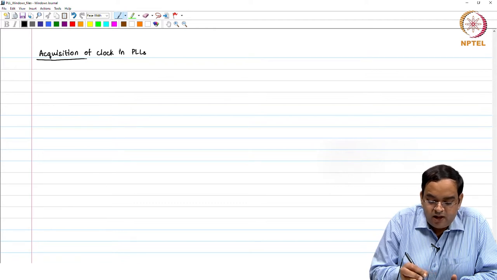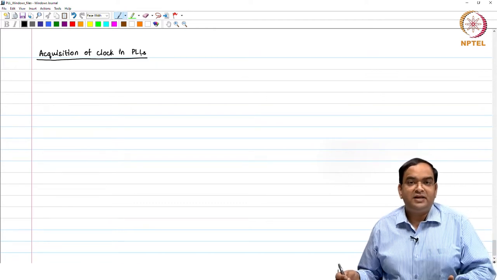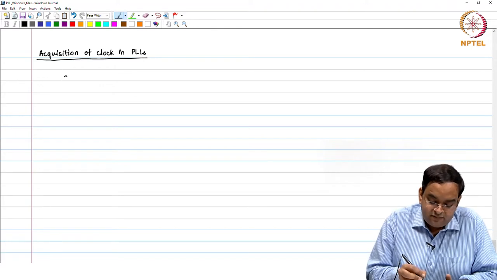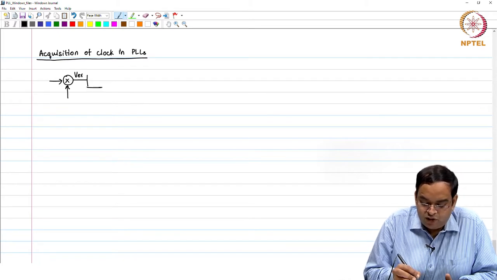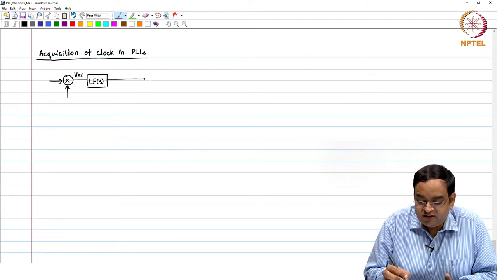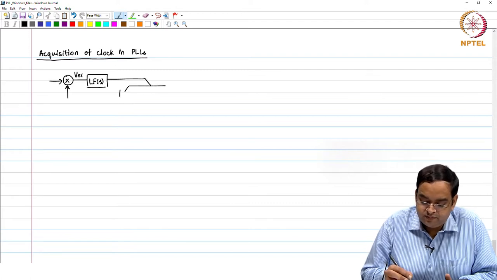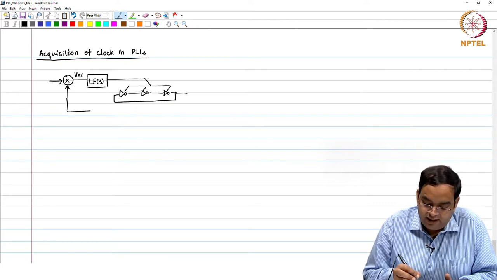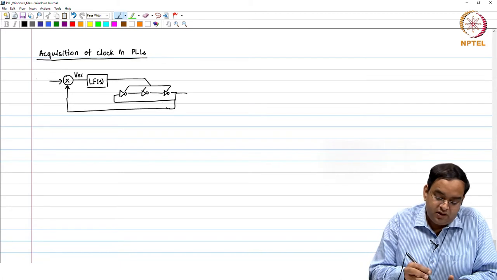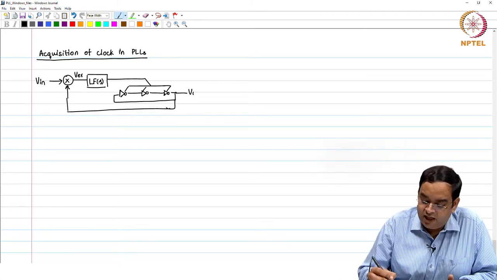Our example so far is a simple implementation where I have a mixer based phase error detector which gives me the error voltage, followed by the loop filter which can change depending on the type and order which I want. This controls the VCO. This is just a symbol, you can think about it right now. So the frequency of this VCO is controlled, and this is the output, V in and V out.